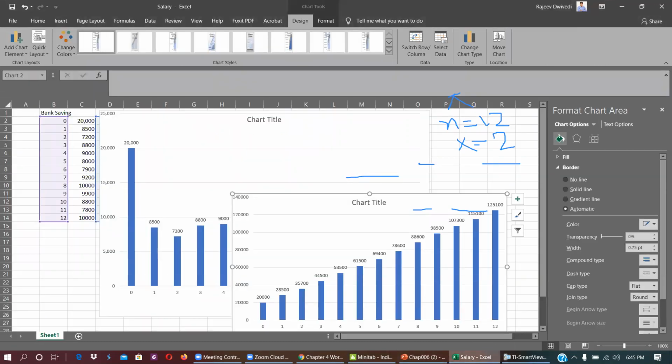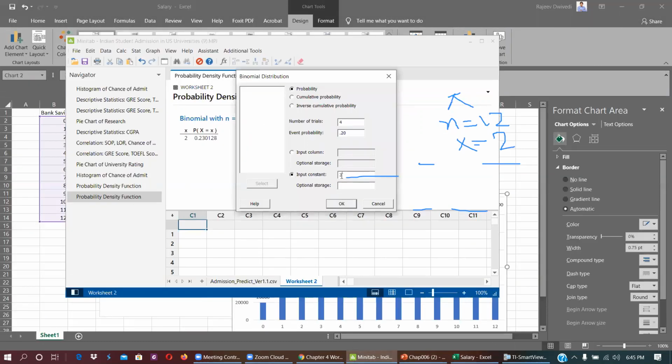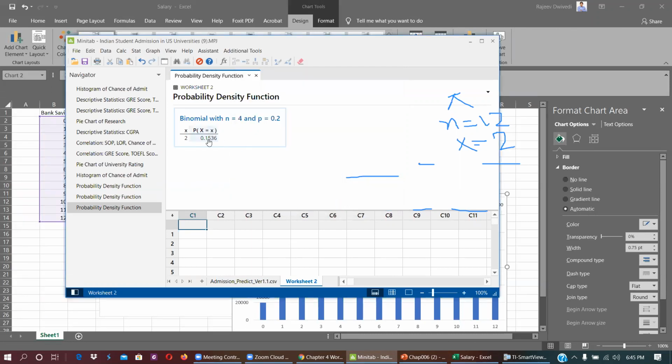At least 2 will be uninsured. So I'm just putting here 2. And you can see it is 15%, 0.1536. This is for 2. Now here the question is coming, at least 2.